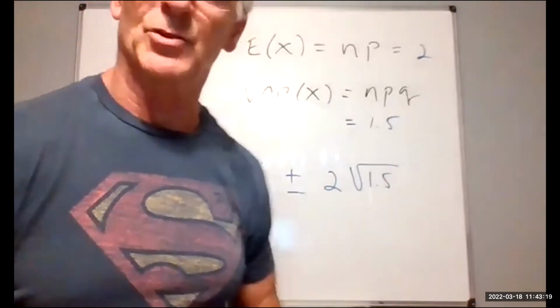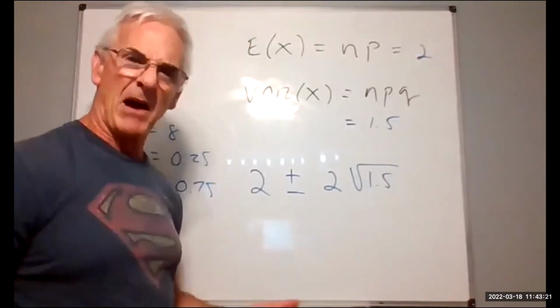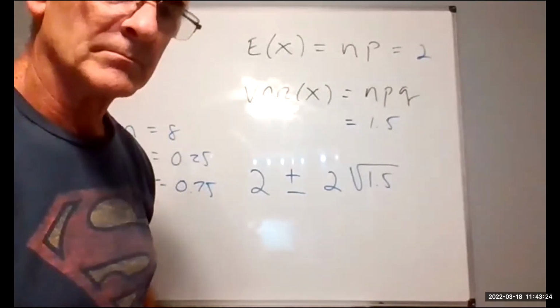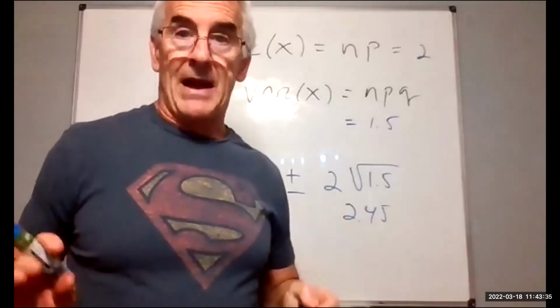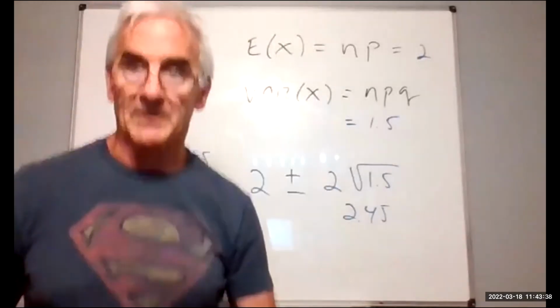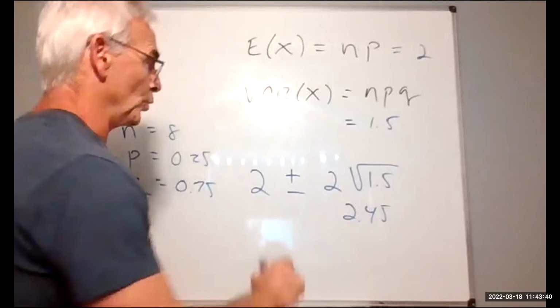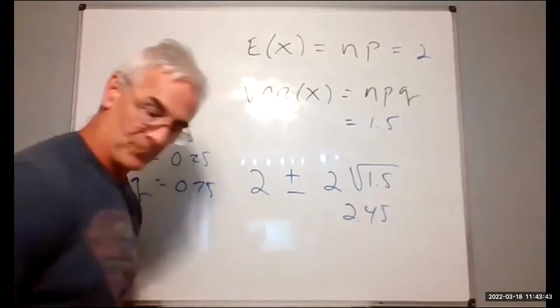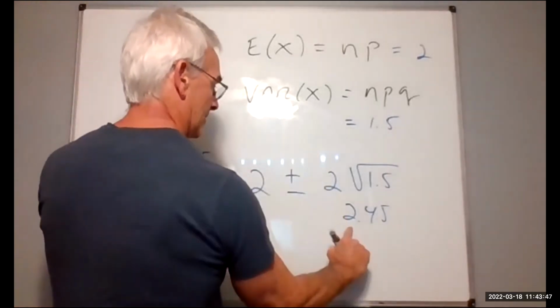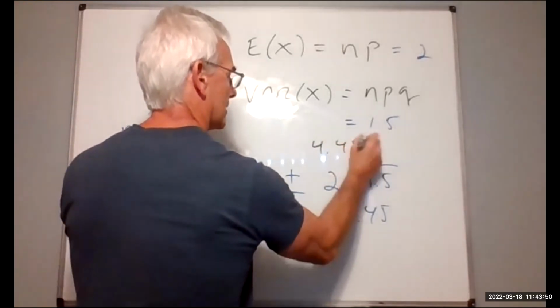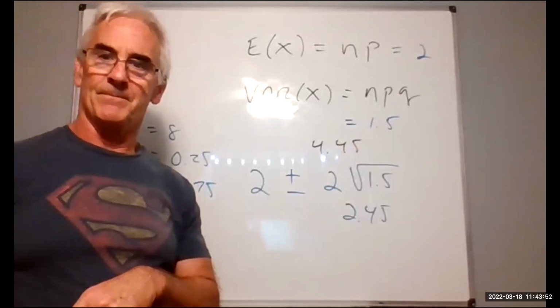So what is 2 times the square root of 1.5? About how big is it? It's about 2.45. So the reasonable range of outcomes would be 2 plus or minus 2.45. So 2 plus 2.45, if I use the plus, would be how big? 4.45. Do you agree? Yes.